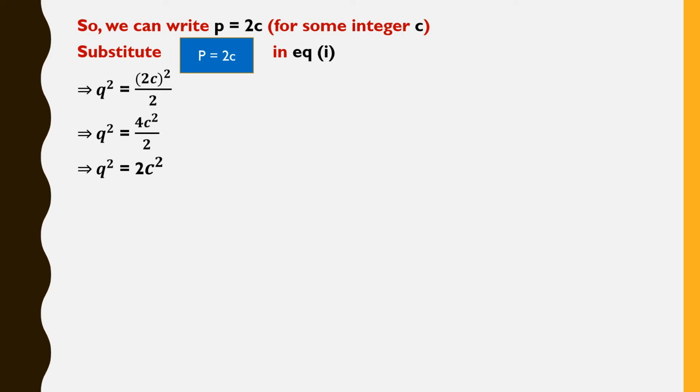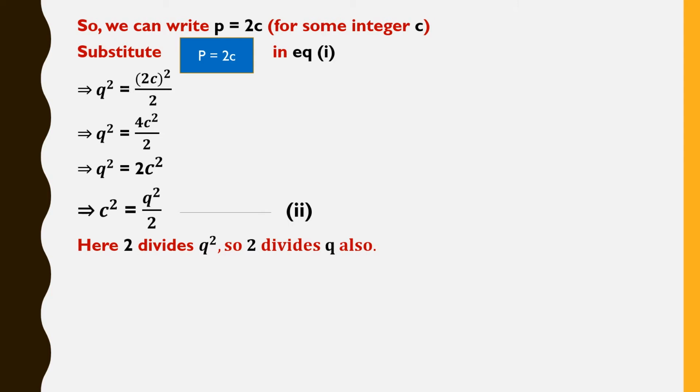In the previous step about p we wrote q square equal to p square by 2. We wrote p square by 2, and then only we said that 2 divides p square, so 2 divides p also. Now we should write q square by 2, because we should say that 2 divides q square and 2 divides q also. For that you write c square here and send this 2 here. So c square will be q square by 2. Follow the same step. Here 2 is dividing q square, so 2 divides q also.